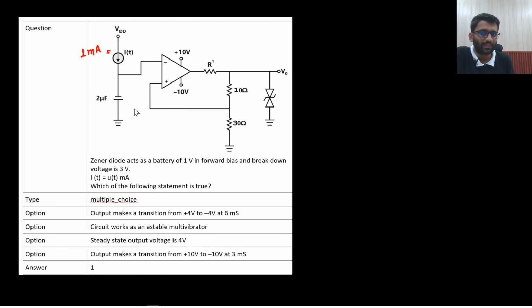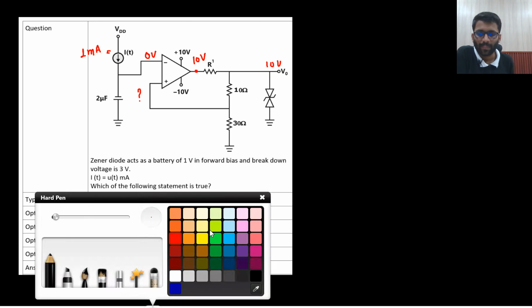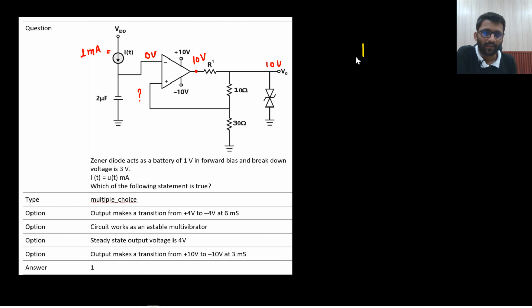So initially there is 0 charge on the capacitor, so this will be 0 volt. If this is 0 volt, let's just say my output is, I don't know what will be my output. Let's just say here I am getting plus 10 volt because I don't know what is here. I am assuming it would be 10 volt. If 10 volt goes here, something like 10 volt goes here, this diode will be turning on and the other one will be going into breakdown. Say yes or no. Basically, this is the structure now.